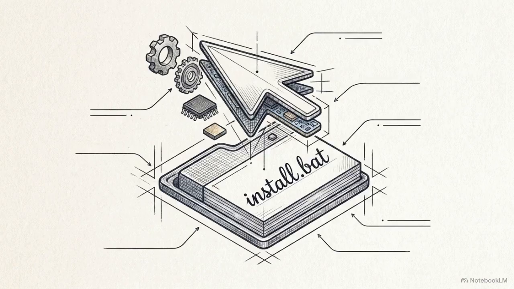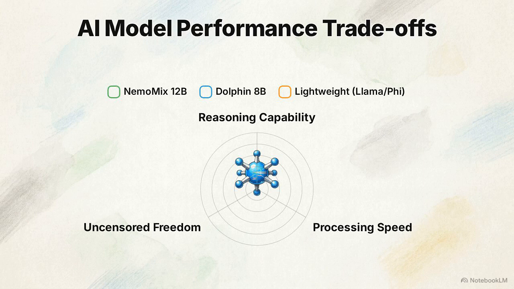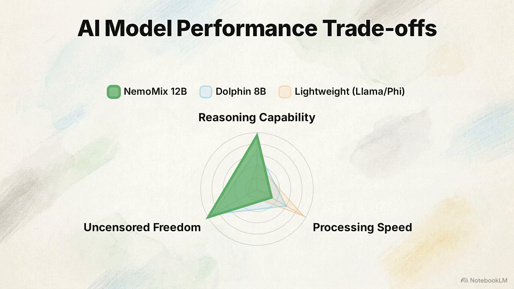With the files in place, double-click the install.bat file located on your USB drive. A terminal window will open, presenting a curated menu of available AI models ready for download. This radar chart compares models across reasoning capability, processing speed, and uncensored freedom. Choose a lightweight model or an uncensored variant like NemoMix. Type the number for your chosen model and press Enter.